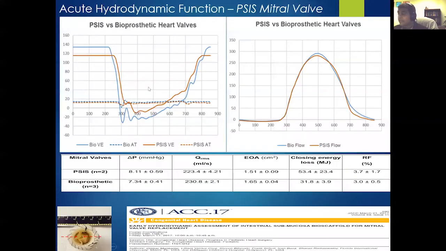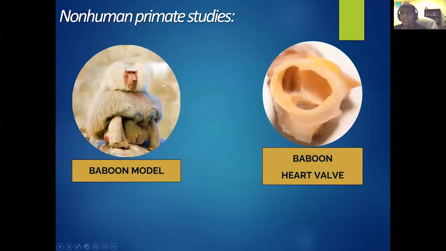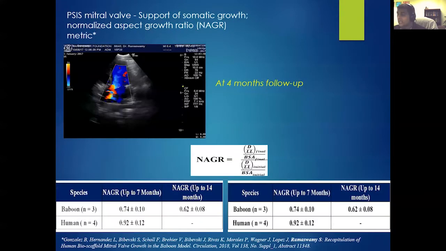And we also demonstrated that at least within the acute timeframe, these PIECES valves functioned as well as commercially available bioprosthetic heart valves. And so in that context, we wanted to see how well it performs in a growing juvenile baboon model as a non-human primate model. And so we found that these valves did support somatic growth in the acute term.